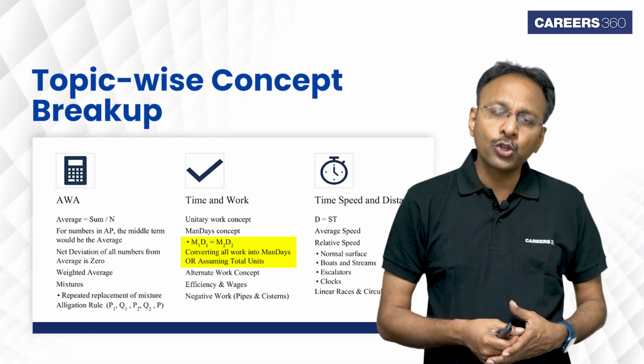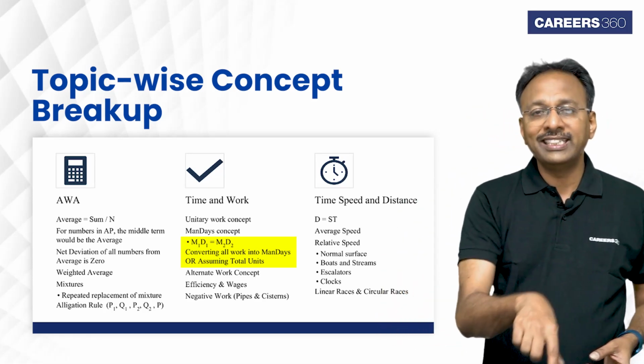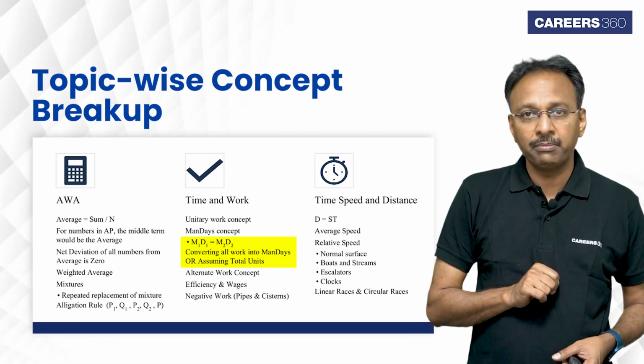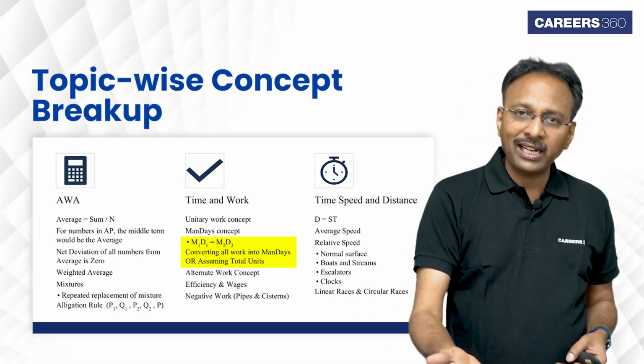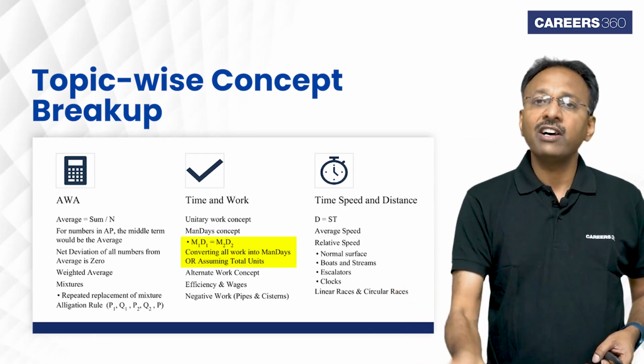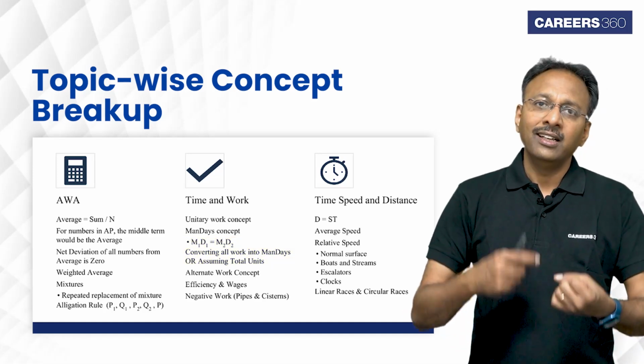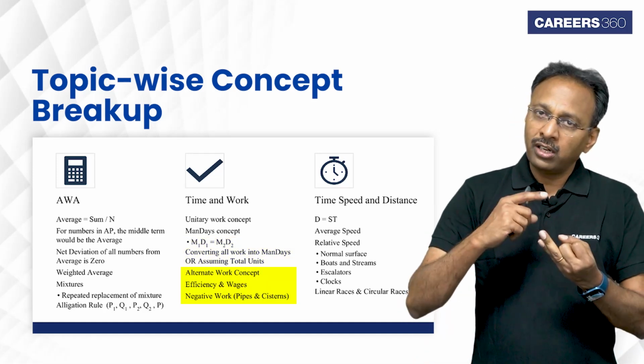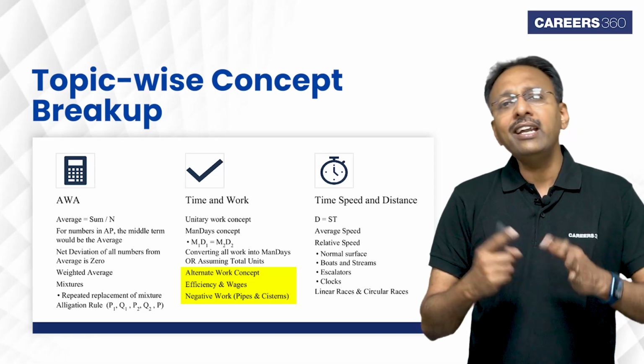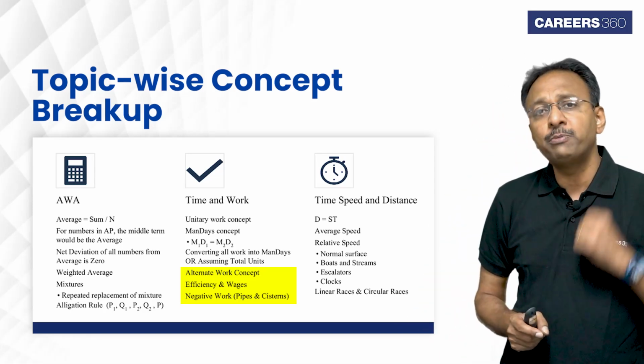Unfortunately, when you did it in school in 8th class, you were never taught this area. You're always taught the unitary work concept. But that is where a little bit of practice can help you to do these questions faster. Then there are 3 other things like alternate work or efficiencies and wages, and negative work. Negative work especially in pipes and cisterns.